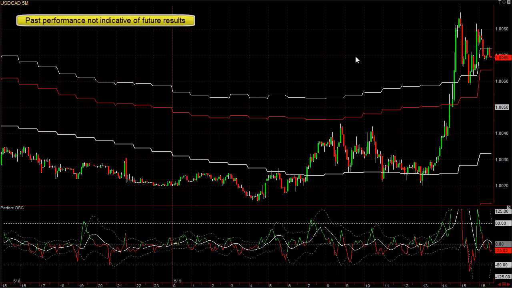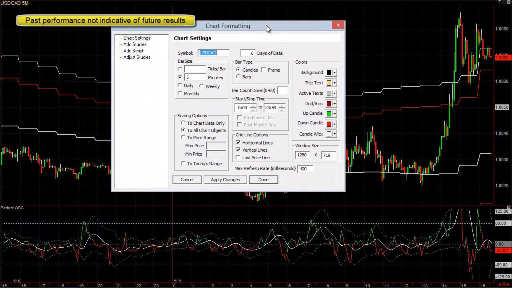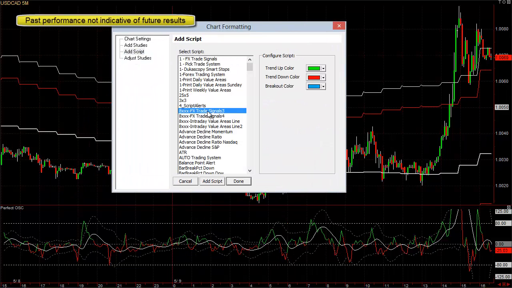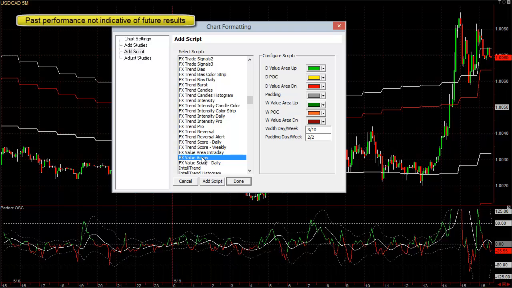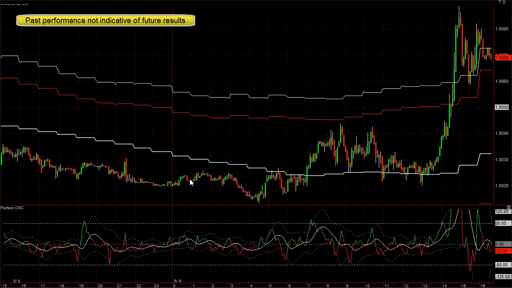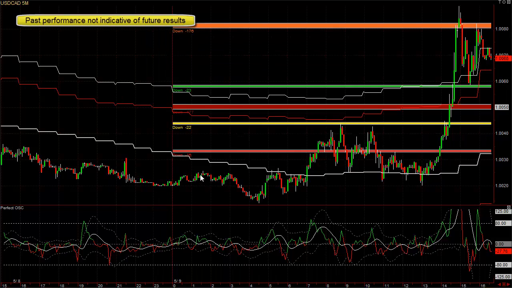You can put the point of control on your charts. FX value area shows you what the previous days and previous weeks point of control is. These are major areas of support resistance. And sometimes price is above the hourly, but it's below the point of control. This is where most traders have positions in the dollar CAD yesterday. And you can see that was a major resistance area here and here.